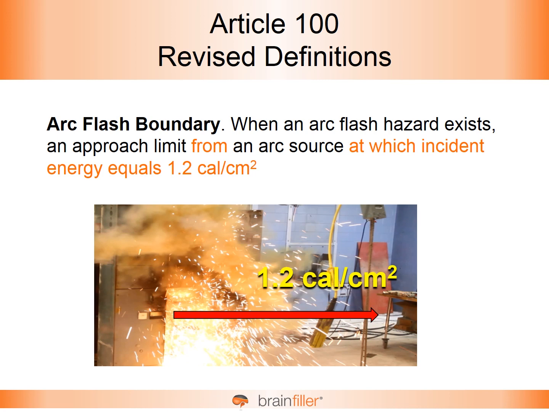Now, you have to be a bit careful because the emphasis is that this is the thermal energy. Just because you're at a distance where the energy drops to 1.2 calories per square centimeter, there can still be hazards that exist. For example, projectiles, you could see here, the molten copper, and other such hazards.